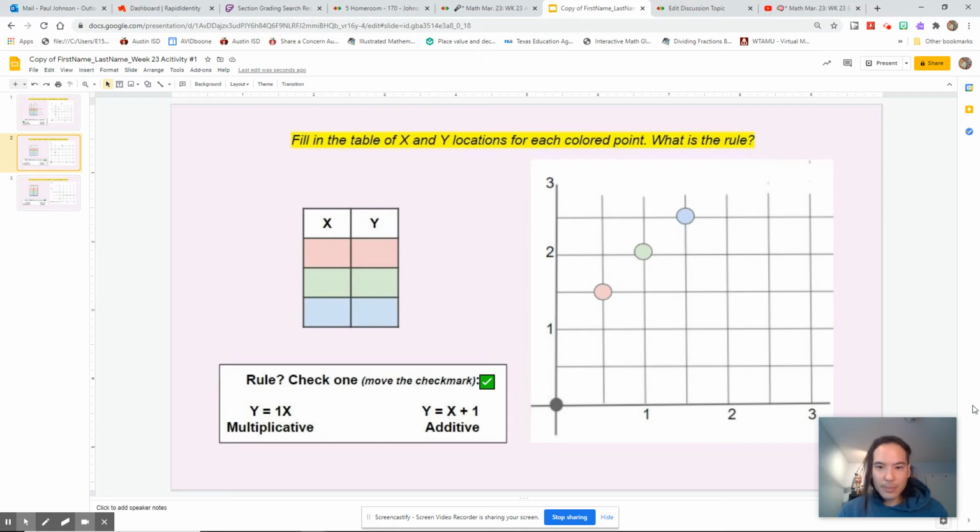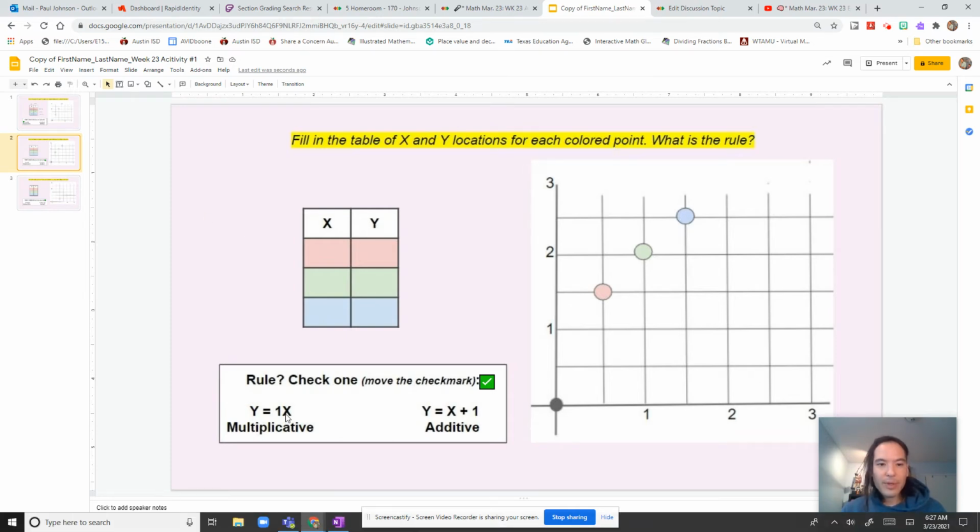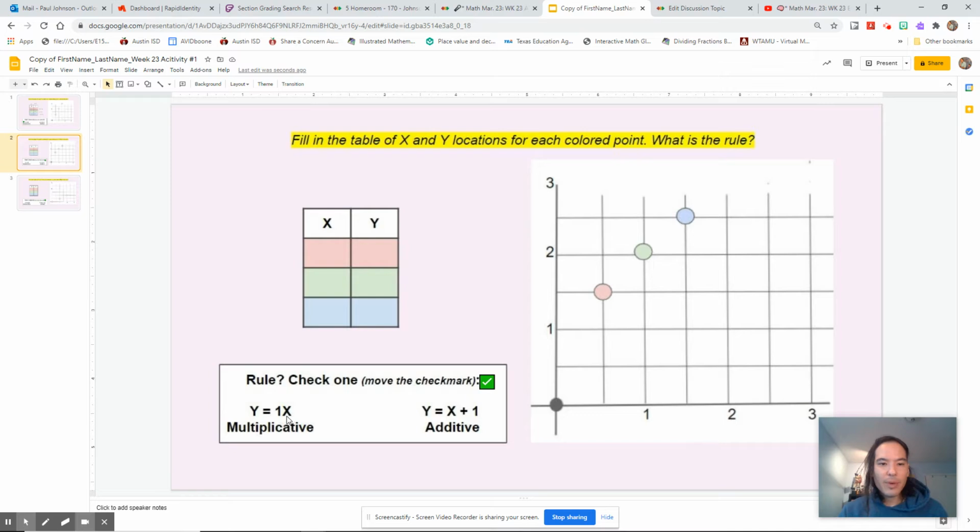Let's do this one. All right, so we have two rules that it could be: multiplicative, 1x, so whatever x is times 1, or we're adding 1 to x. So the first thing, what do we need to do? Fill out this blank table. So let's take the dots and put their locations on the table. The red dot, once again, our scale is halves because we have half spaces. So we run half, we jump 1 1/2. So we ran 5/10, we jumped 1 5/10.